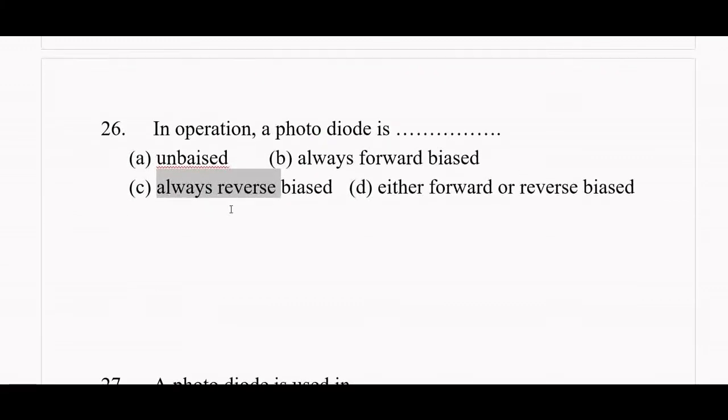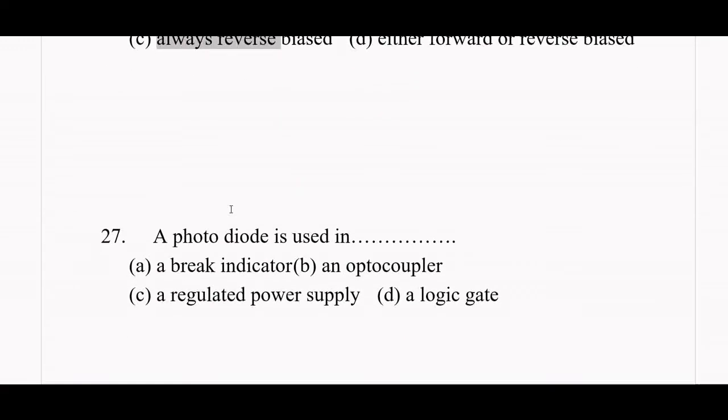Now moving on to question number 27. A photodiode is used in dash. A brake indicator, optocoupler, a regulated power supply, or a logic gate. So the correct answer is an optocoupler. A photodiode is used in an optocoupler.